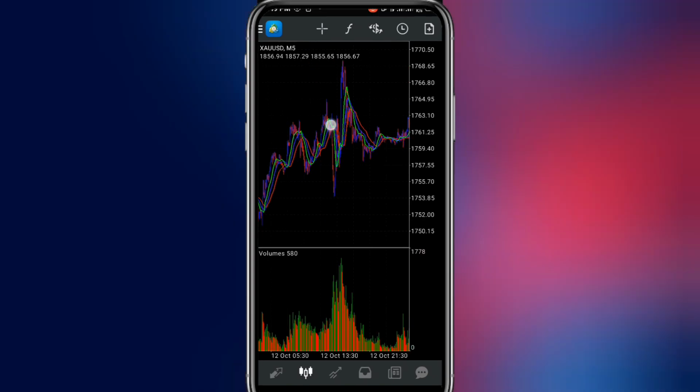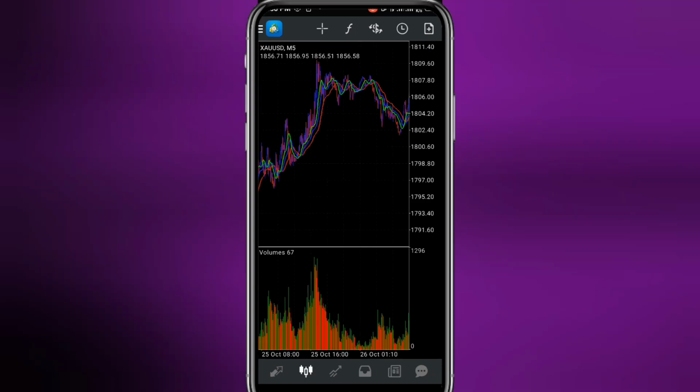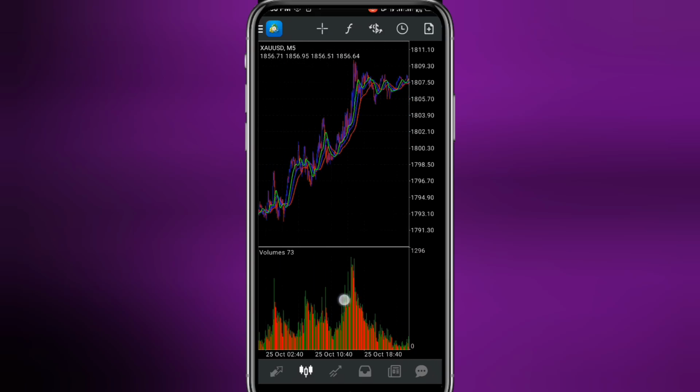So you might be saying to yourself, what is this indicator that I just uploaded on the chat? So right now I'm going to explain everything step by step so you can understand what's happening in the markets. The first indicator I'm going to explain on this list is the volumes indicator.